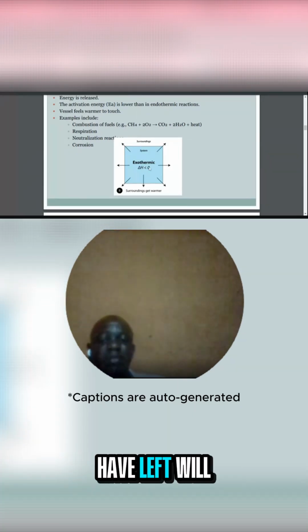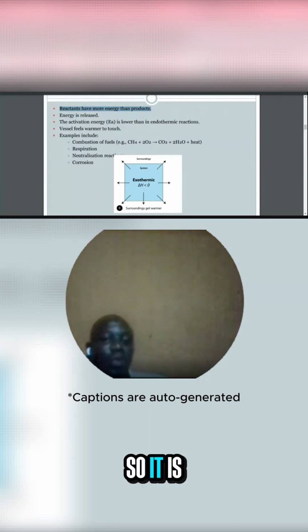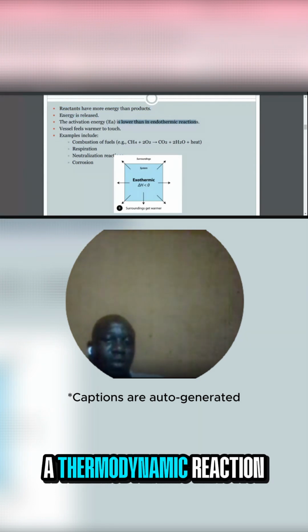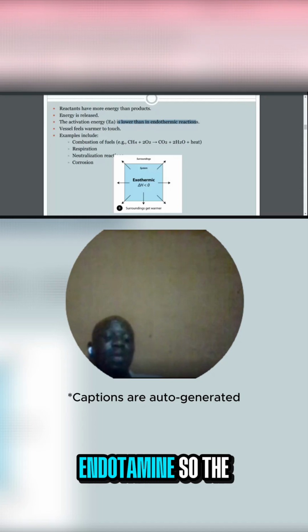So what you have left will be of lower energy. The reactants have more energy than the products, because some energy has been released out. So you have a lower energy, and the product will have lower energy. So heat is released. The activation energy is lower in an exothermic reaction than in endothermic. So the vessel will feel warmer to touch.